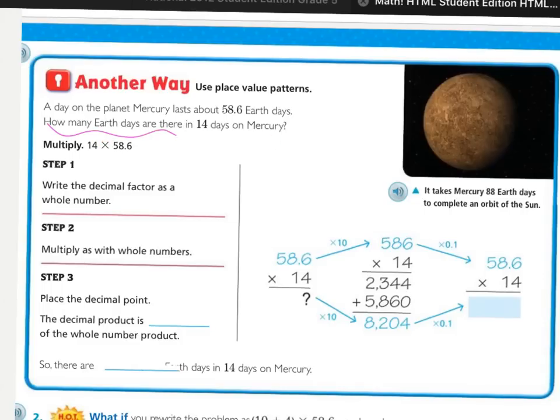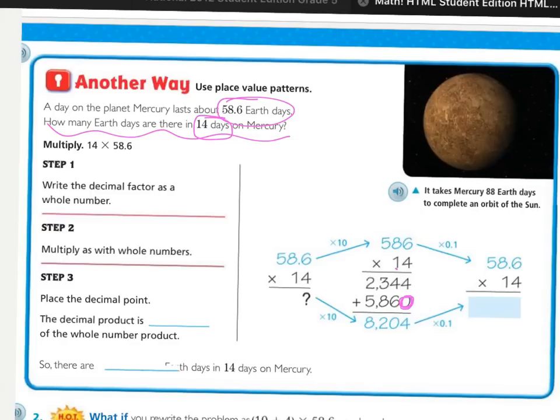So you're being asked how many days there are on Mercury in 14 days. So how many Earth days? All right, so we're going to be multiplying that, 14 groups of 58 6/10 Earth days. And so we have our multiplication set up here. To remove the decimal, we multiply times 10. And then you work out your multiplication steps as normal. Remember, this is a place-holding 0 because this 1 is actually a 10. And when you multiply anything by 10, it ends in 0.